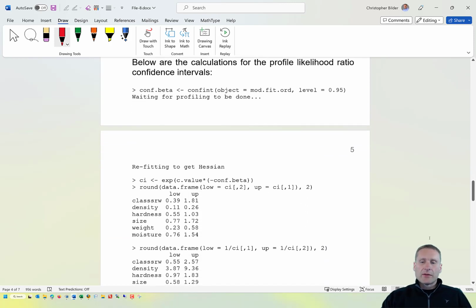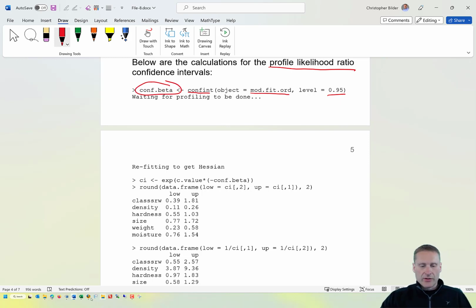To do the confidence intervals, we can use profile likelihood ratio intervals. The confint function in R provides these intervals for us. The MASS package has a method function available that does the profile likelihood ratio intervals for these kinds of models. Object equal mod.fit.org. I went with 95% intervals. I put the results into conf.beta.